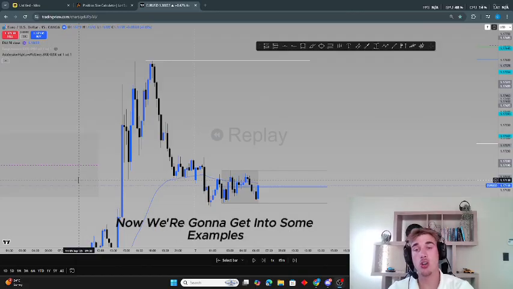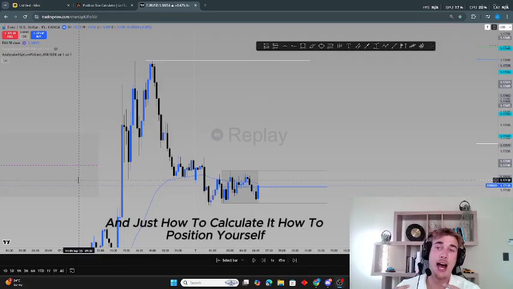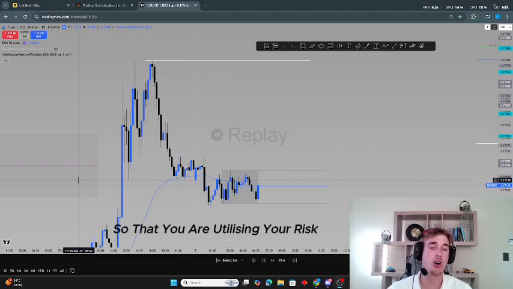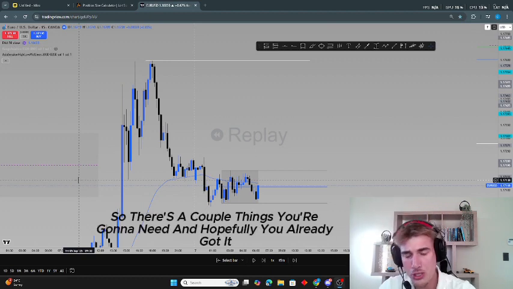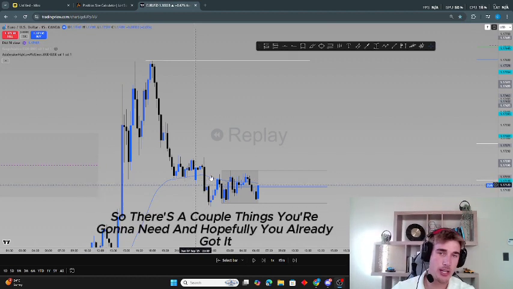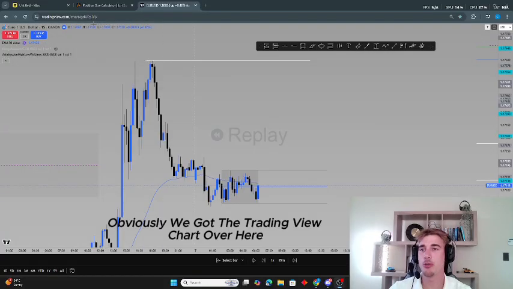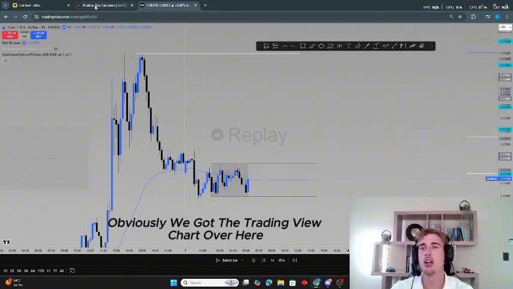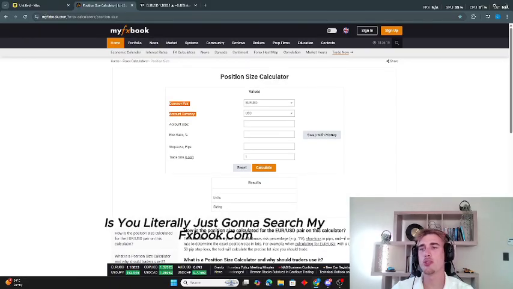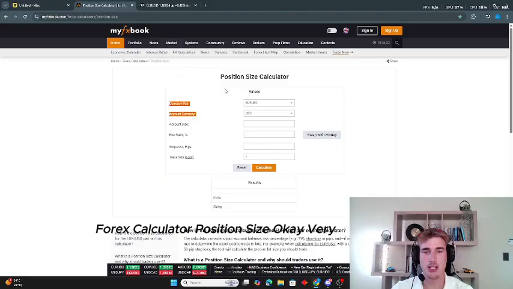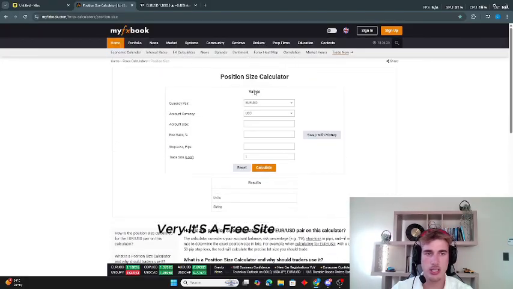Now we're going to get into some examples and just how to calculate it, how to position yourself so that you are utilizing your risk management properly, right? So there's a couple of things you're going to need, and hopefully you already got it. It is TradingView. Obviously, we've got the TradingView chart over here. And then the next thing you're going to want to do is literally just search myfxbook.com Forex calculates position size.